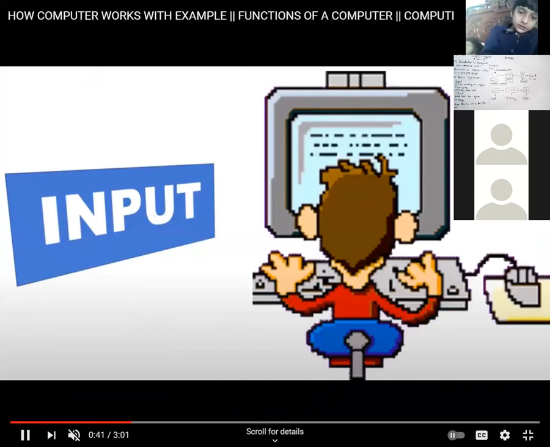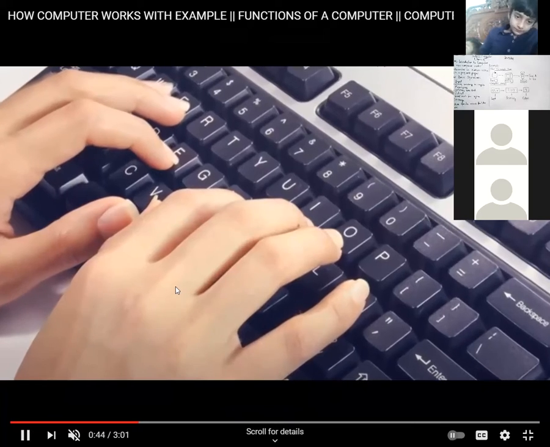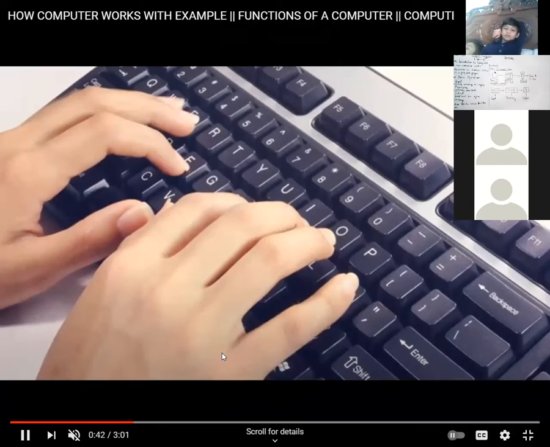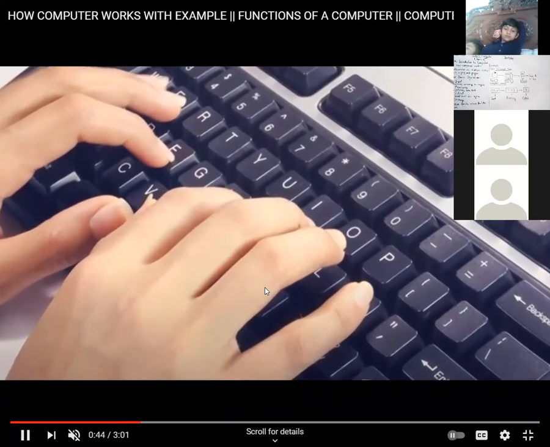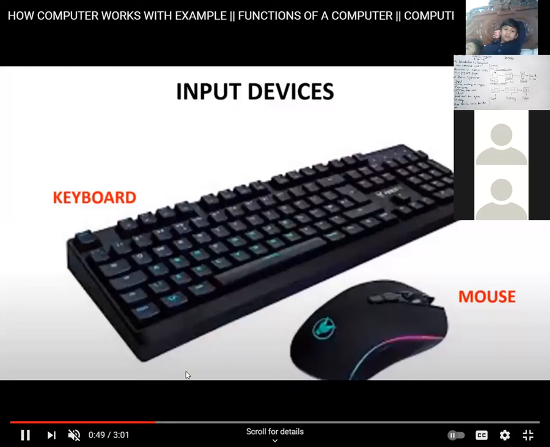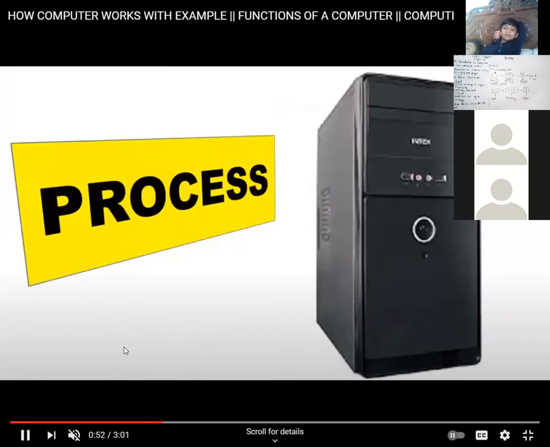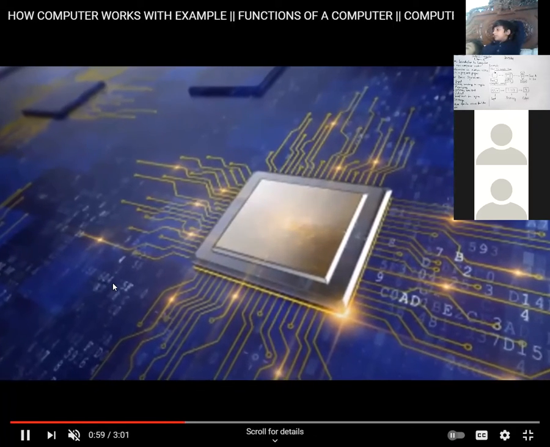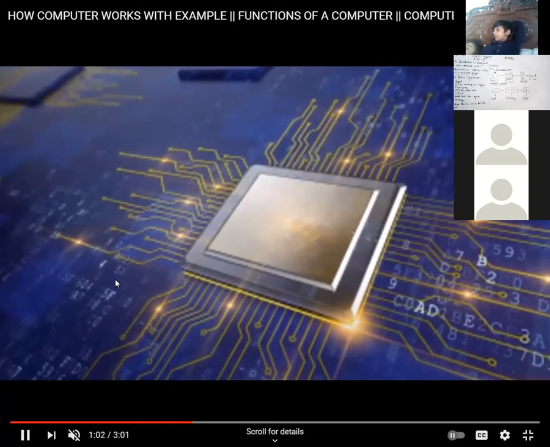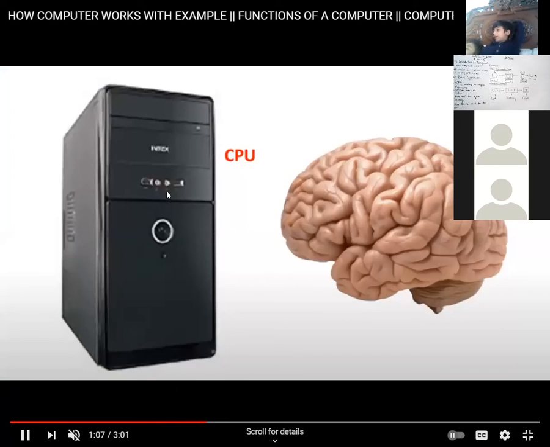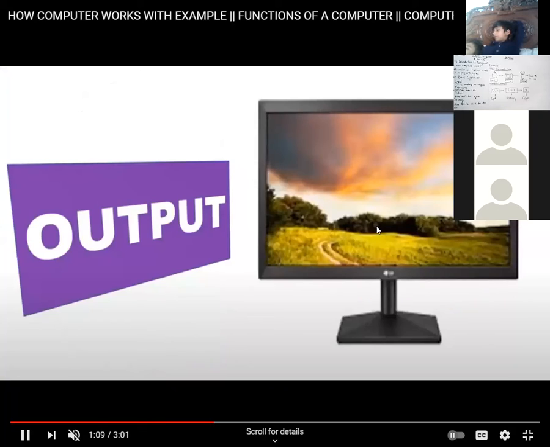What is the input? This man is entering the data through the keyboard. This is called the input. And input we can always give to the computer through the keyboard, or with the mouse. And then we will do process on it, and the process is done by the processor, the CPU. With the CPU, we can do the processing. And CPU always works like a human brain.